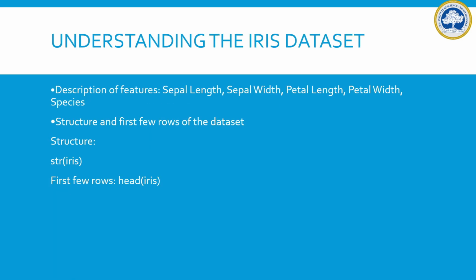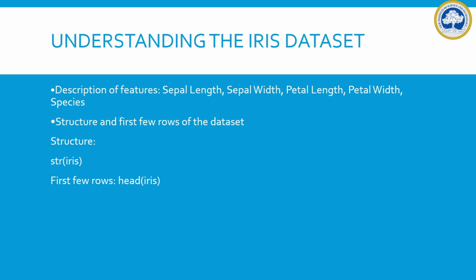Understanding the iris dataset: the dataset consists of iris flower measurements: sepal length, sepal width, petal length, petal width, and the species type of the iris flower. This is the information available, also called the feature set of the data.